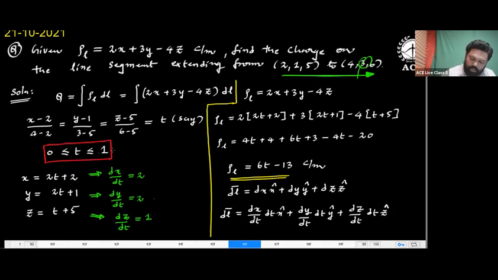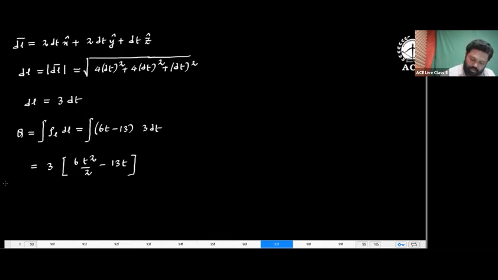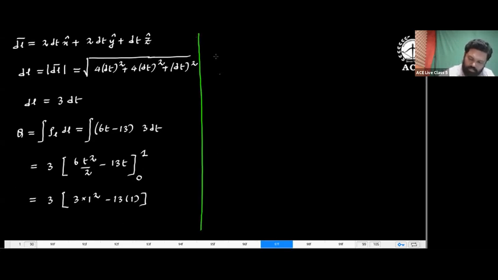What is the range of the t we have got? 0 to 1. Yes. So the limits are from 0 to 1. Upper limit minus lower limit: 3 into 1 square minus 13 into 1. 3 into 3 minus 13, which is 3 into minus 10, so the total charge is equal to minus 30 coulombs. That is the answer.